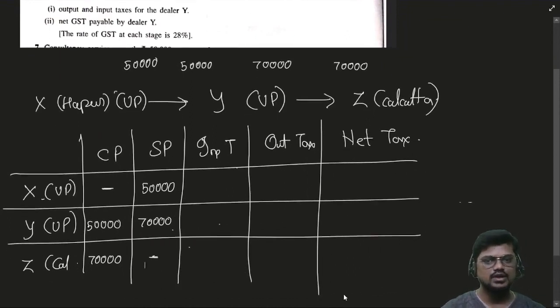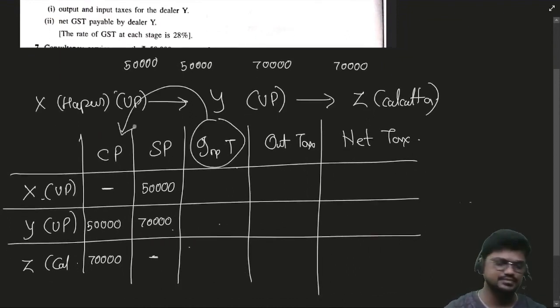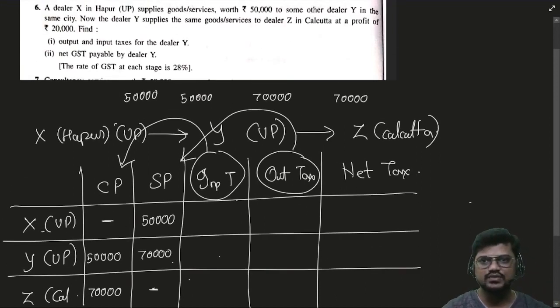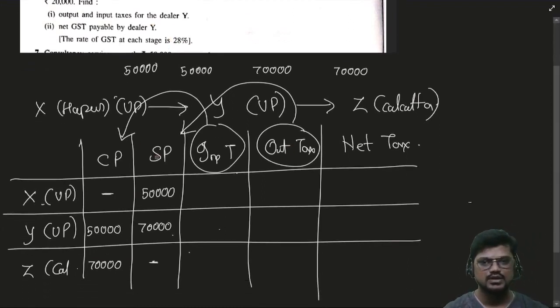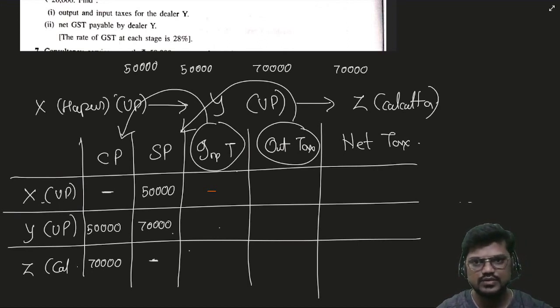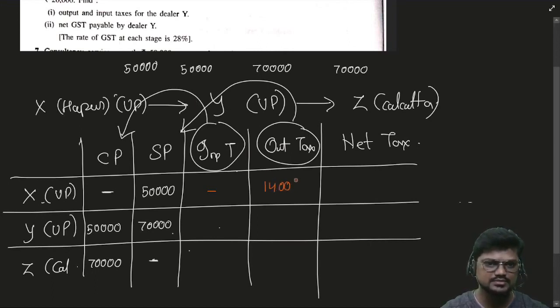Now see, the input tax is always calculated on the cost price, and the output tax is always calculated on the selling price, whatever the tax may be. So what is the tax over here? It is 28%. So calculate 28% on all of them. There will be no input tax for X because he is the manufacturer. But the output tax will be 28% of 50,000. So what is that? 50,000 into 0.28 is 14,000. 14,000 will be the output tax for the dealer X.